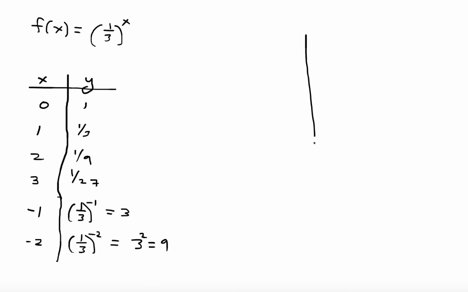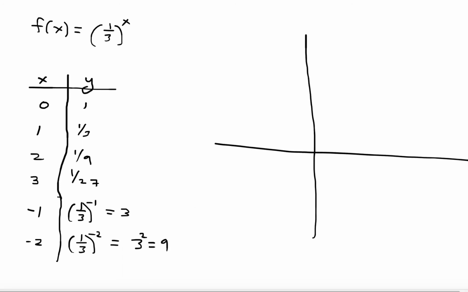Well, take a look at the graph. What is this graph going to look like here? So we'll draw the x values here. You notice that when x is equal to 0, y is equal to 1. But when x is equal to 1, y is 1/3. We get 1/9, 1/27. So these y values keep getting smaller and smaller and smaller. But what happens on the other side here? When x is equal to -1, y is equal to 3. When x is equal to -2, y is equal to 9.